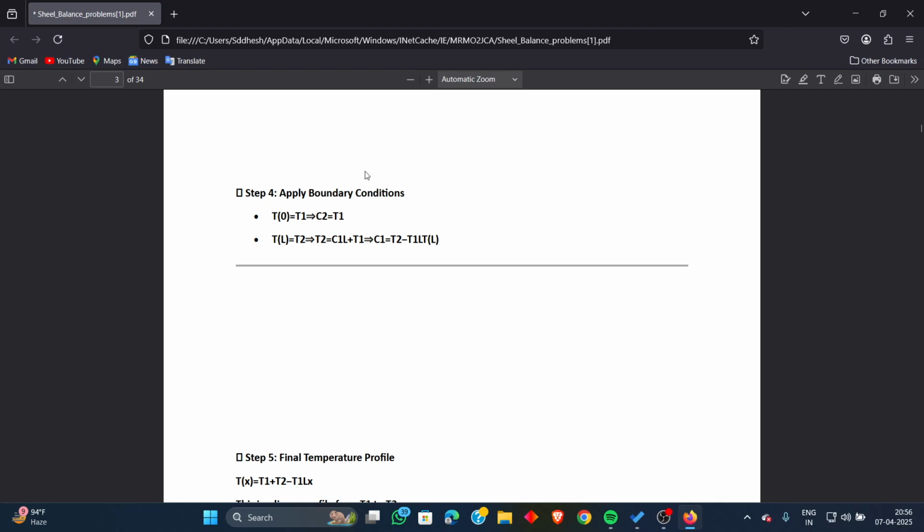Step 4, apply boundary conditions. T at 0 is equal to T1. After that, we get C2 equal to T1. T at L is equal to T2. After that, we get T2 is equal to C1L plus T1, so C1 is equal to T2 minus T1 divided by L.